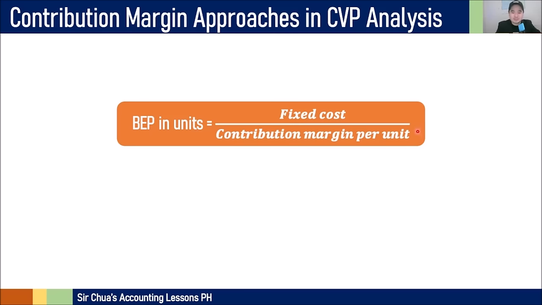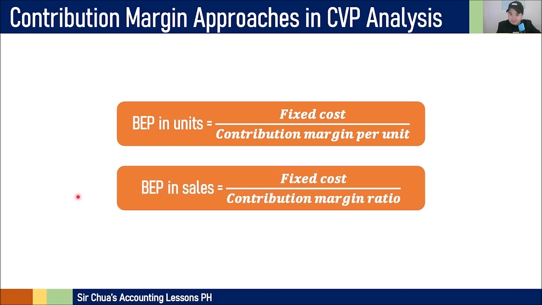Ano po, sir, yung break-even point in units? Yan po yung number of units that the entity needs to sell in order for them to cover all of their variable and fixed cost. Basically, to break even. Kung sakali naman po ang gusto ng company na makita is break-even point, kung magkano in terms of peso or peso sales, fixed cost divided by contribution margin ratio na po ang gagamitin natin.